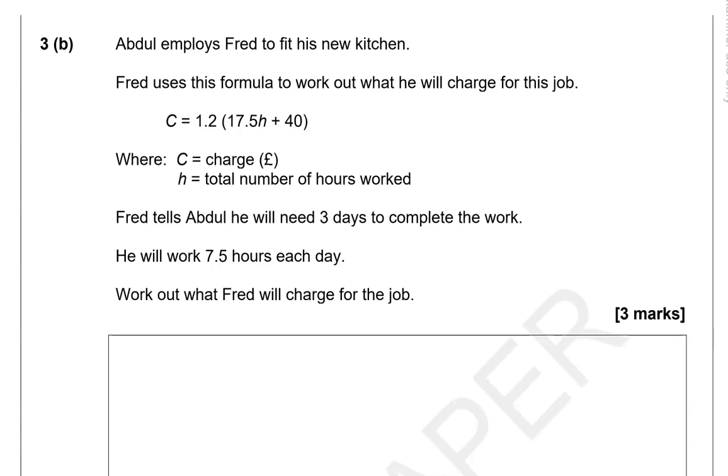Abdul employs Fred to fit his new kitchen. Fred uses this formula to work out what he will charge for this job. So we've got C is equal to 1.2 times (17.5H plus 40), where C is the charge in pounds and H is the total number of hours worked. Fred tells Abdul he will need 3 days to complete the work. He will work 7.5 hours each day. Work out what Fred will charge for the job.